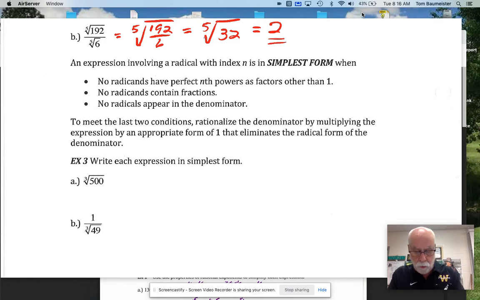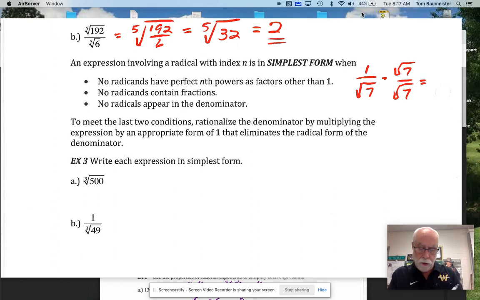So if I have 1 over the square root of 7, all right? Again, we can't have a radical on the bottom, so we rationalize it by multiplying the top and the bottom by 1, which is the square root of 7 divided by the square root of 7.